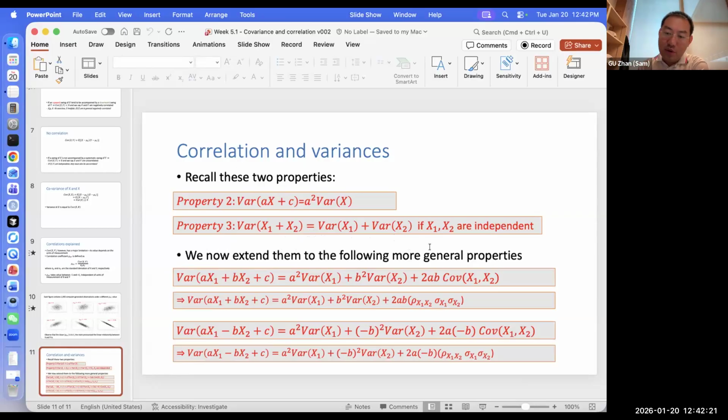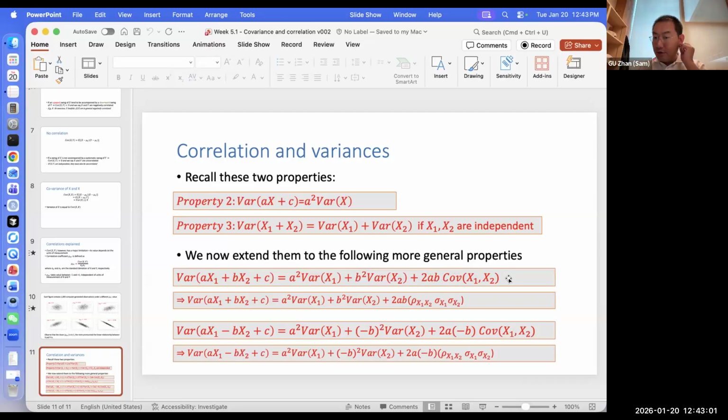Now we're extending to the following more general property. For the variance of X1 plus X2, when we do not know whether X1 and X2 are independent or not, let's set a and b equal to 1 and c equal to 0. Then we get the variance of X1 plus the variance of X2 plus 2 times the covariance of X and Y. So that will be this formula.